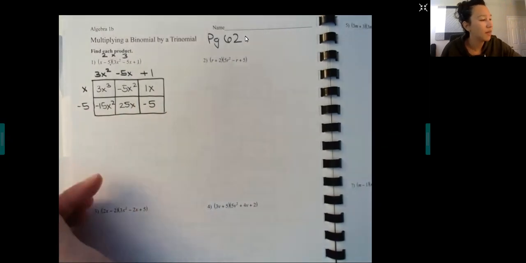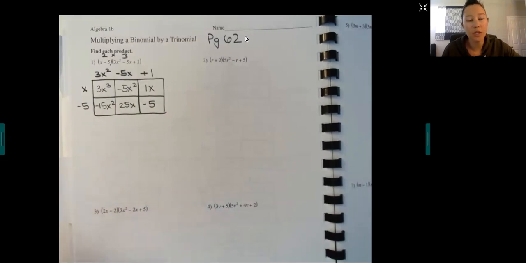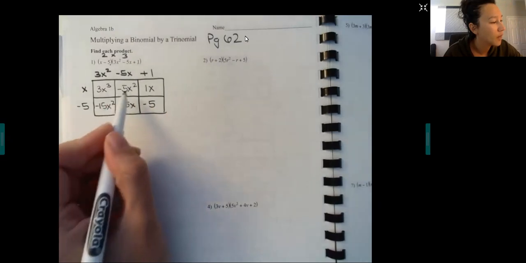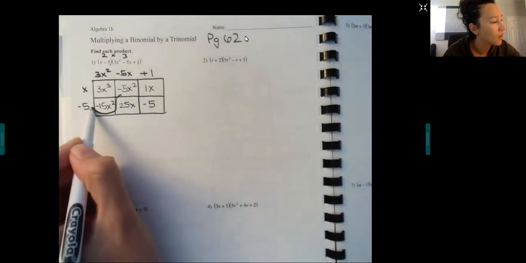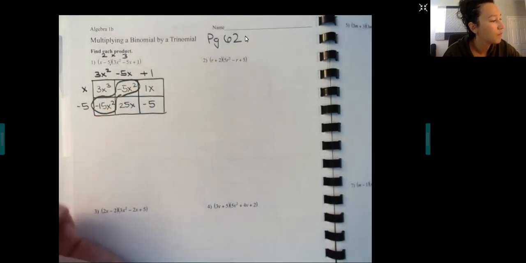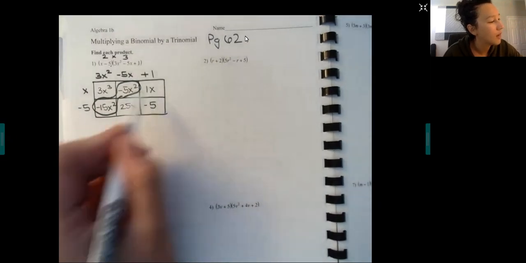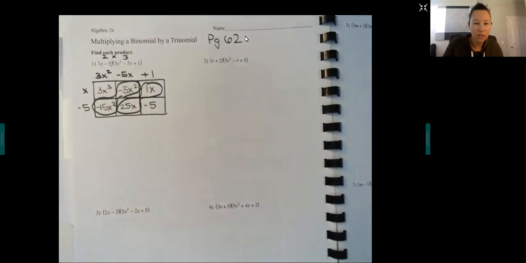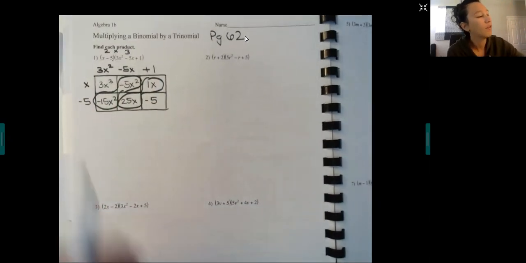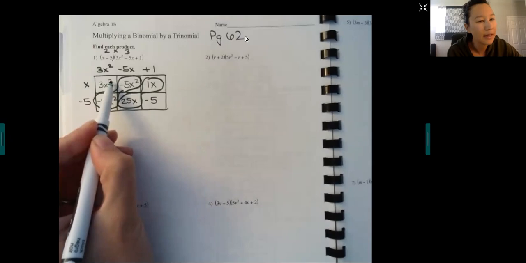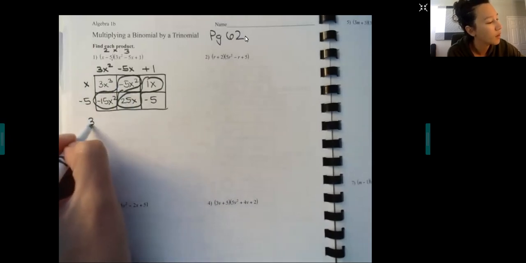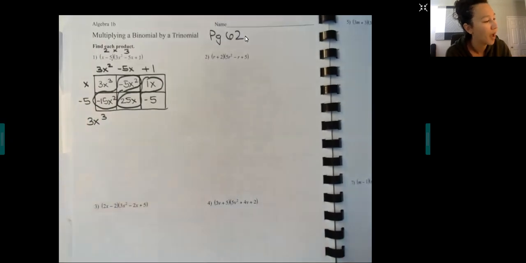Okay, so now that we found the area of each box, now we just need to combine our like terms. So we have an x squared here and an x squared here. Those we're going to combine. And then we have an x here and an x here, so we can also combine those. And remember, we write our answer from the highest power to the lowest power. So we have a power of 3, so that's going to go first, 3x to the third power.